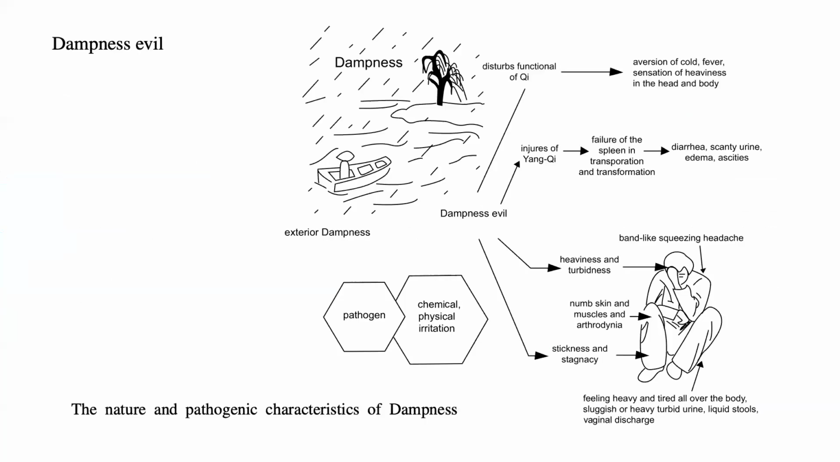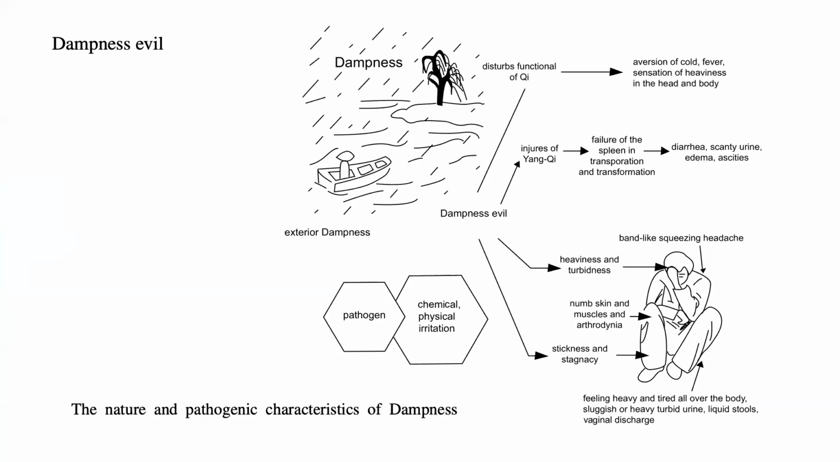So here we can see the nature and pathogenic characteristics of dampness. Dampness disturbs the functional chi. This will result in aversion to cold, fever, and a sensation of heaviness in the head and body. Dampness evil also injures yang qi. This will cause failure of the spleen in transportation and transformation, leading to diarrhea, scanty urine, edema, and ascites.